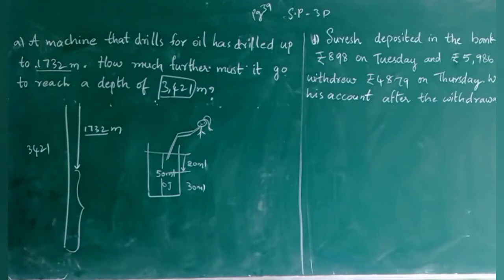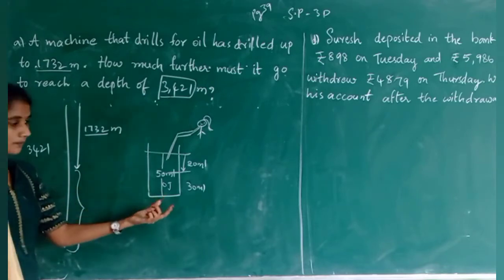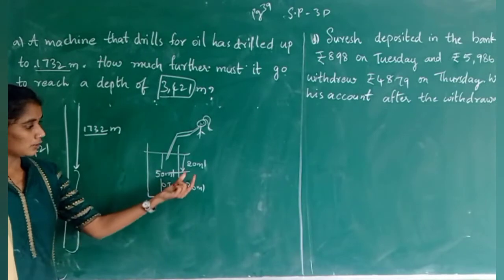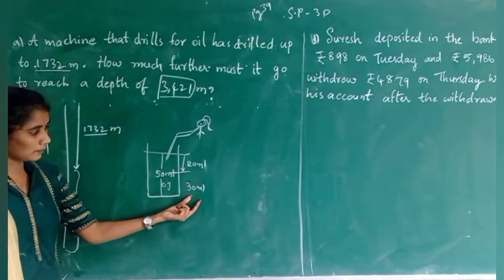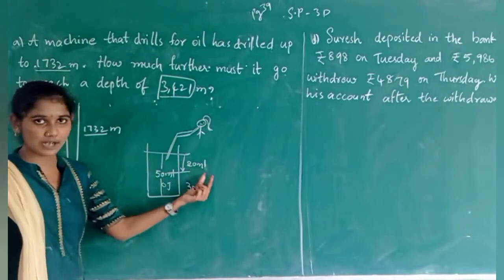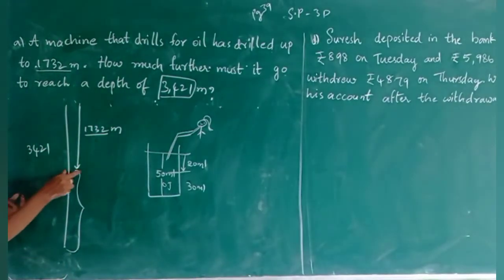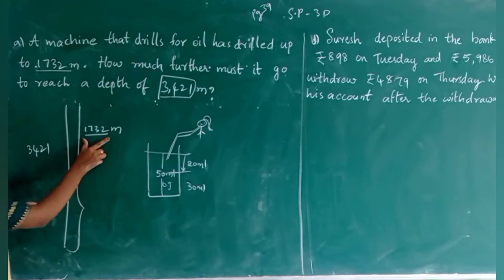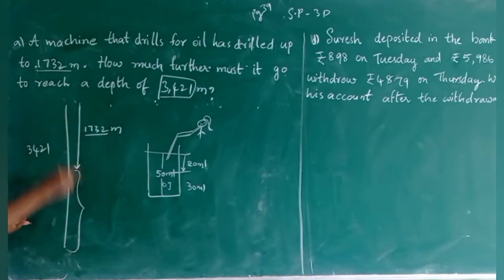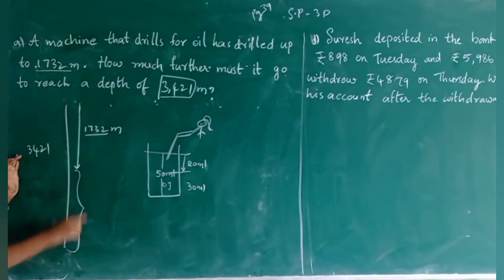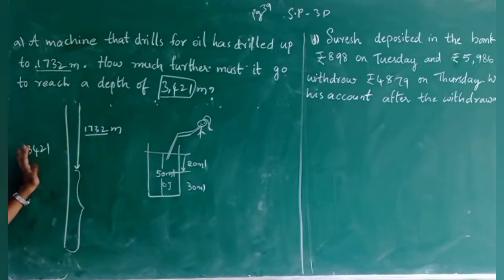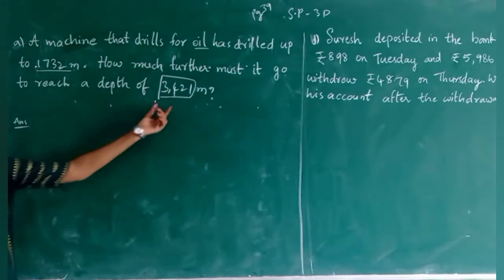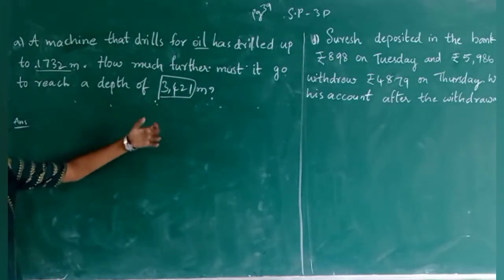To find the remaining length, what did we do? Already 50 ml was there and 20 ml was finished, and to find the remaining we did subtraction. In the same way, to find the remaining length, we subtract 1732 from the total length. From the total length, we subtract the finished length, and then we get the remaining one. So let's do this problem by writing the steps. We have to find out how much length needs to be drilled.